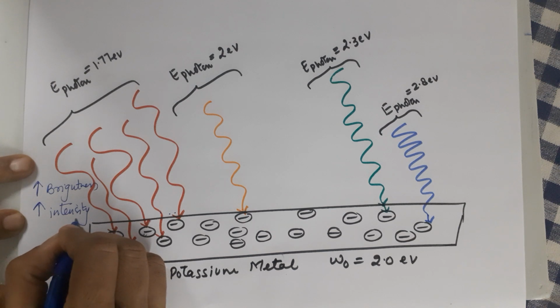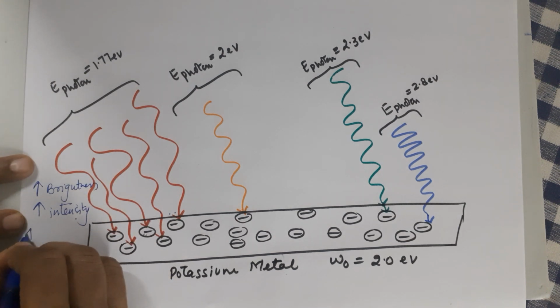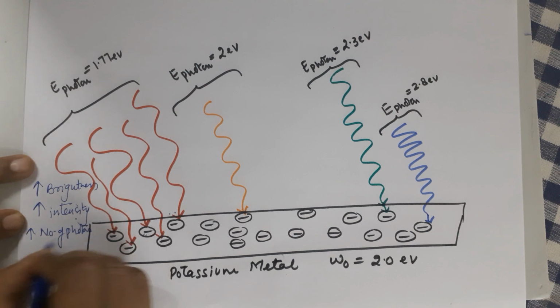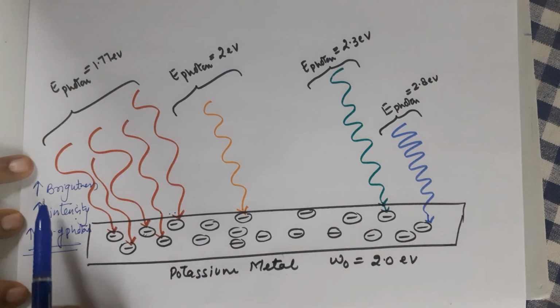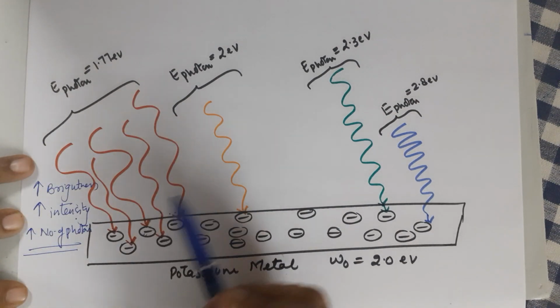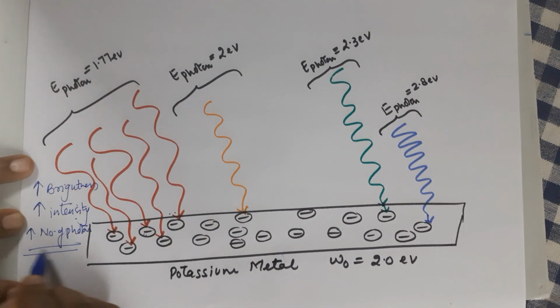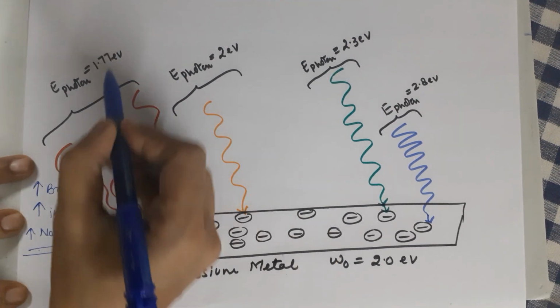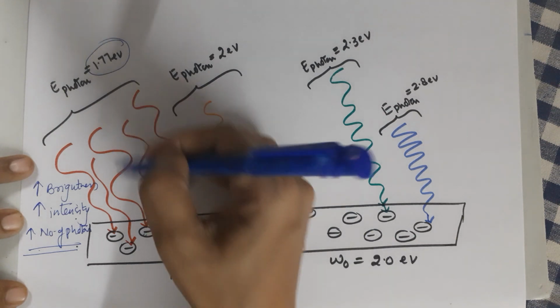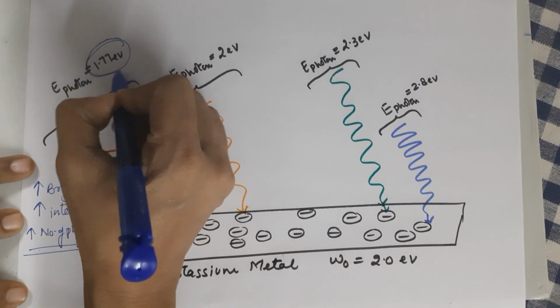When I try to increase the intensity, I am increasing the number of photons. This should be clear. When you increase the brightness, more amount of light, more intensity, brighter light, which means you are increasing the number of photons. But there is no photoelectric effect. Why? Because each photon has only this much energy. However many photons may hit it, the energy remains less.